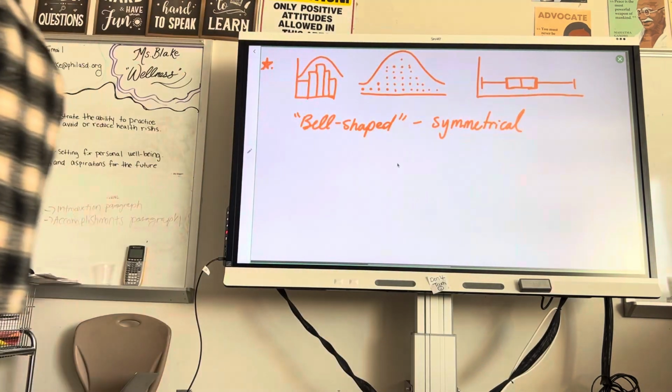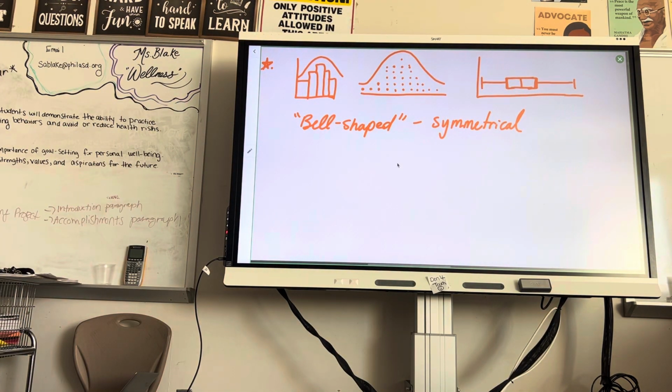So if I was giving you a card and I gave you one with one of those pictures on it, and I actually described that picture, you're going to say this histogram is what?